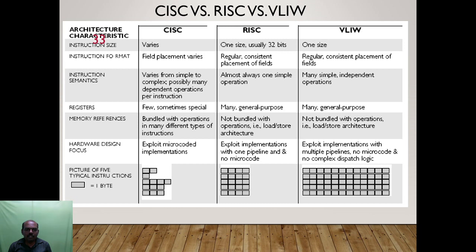The next, hardware design. In CISC processor, exploit microcoded implementation. In RISC processor, hardware design focuses on implementations with one pipeline and no microcode. In VLIW, hardware design focuses on implementations with multiple pipelines, no microcode and no complex dispatch logic. The last row is the picture of 5 typical instructions.